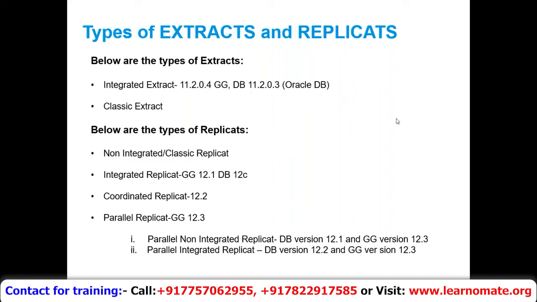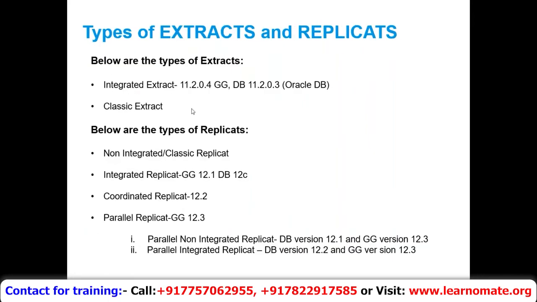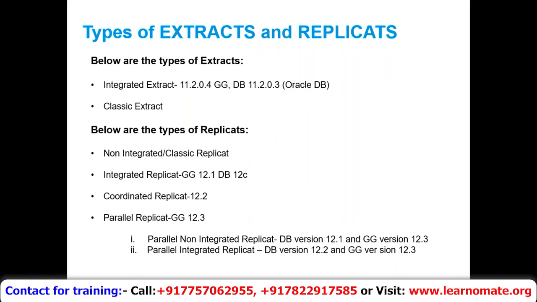So under classic architecture, you have two types of extract: integrated extract and classic extract. You have different types of replicate: non-integrated or classic replicate, integrated replicate, coordinated replicate, and parallel replicate. Similarly, under microservices architecture, you have integrated and classic extract, and the same replicates: non-integrated, integrated, coordinated, and parallel replicate. Parallel replicate is of two types: parallel non-integrated replicate and parallel integrated replicate.